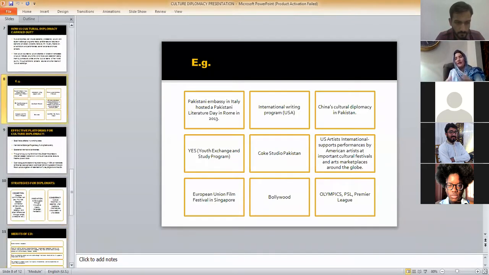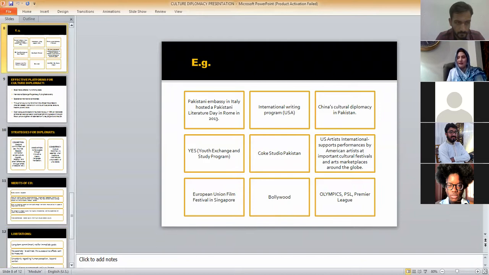So basically, when things get very harsh between states, they can use the tool of cultural diplomacy to normalize the relationship between the states as well. So this is a very vital tool to consider when you have bitter relationships between states. Next slide.